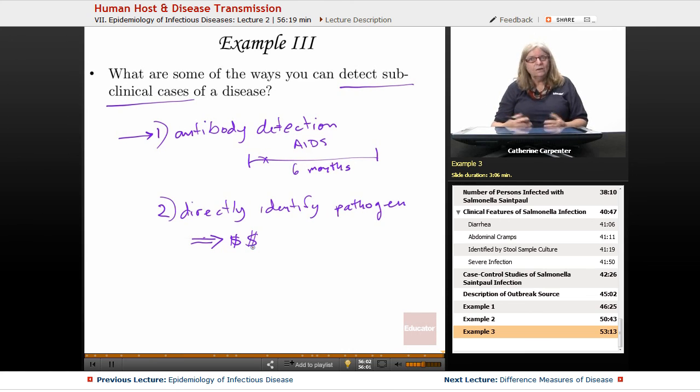And certainly it's better to start when you at least have your antibodies. So that concludes our lecture about the human host and disease transmission.